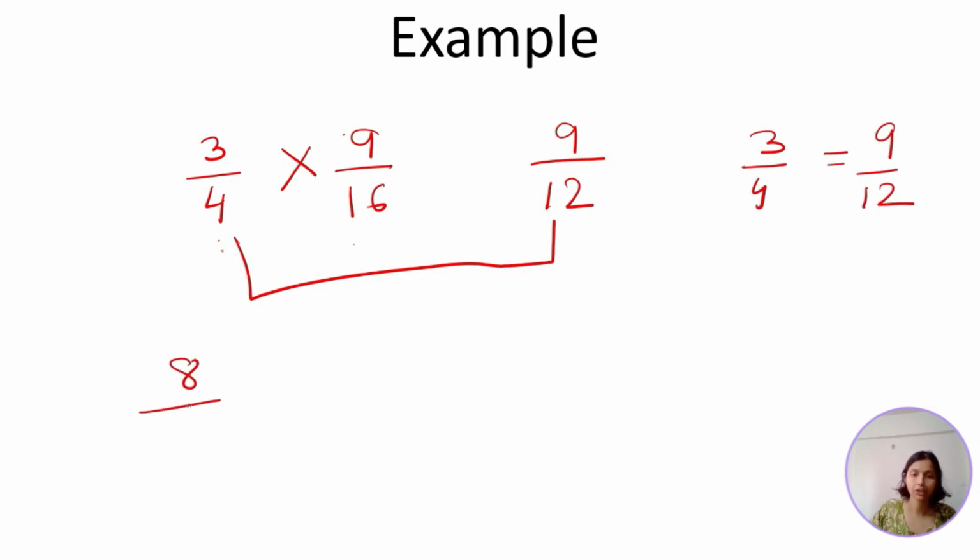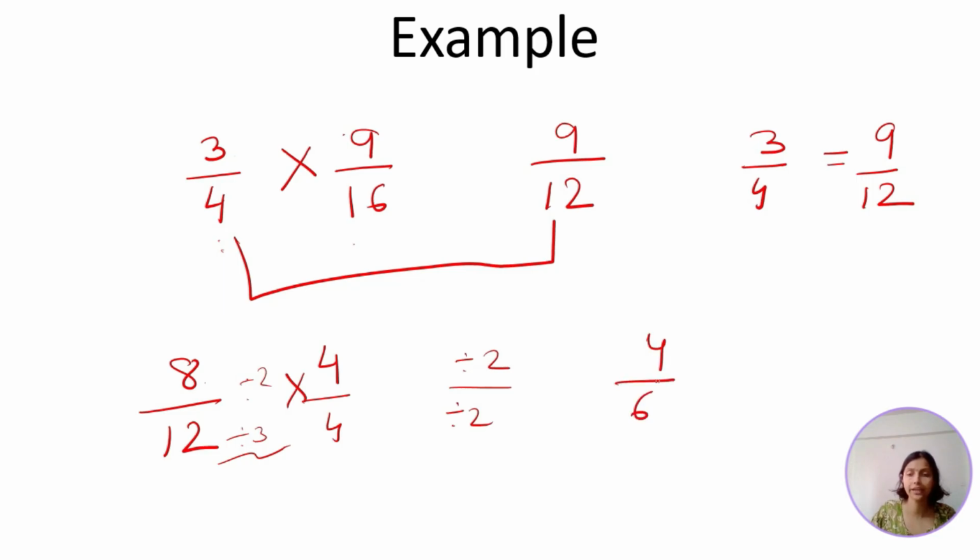In a similar way, if I have a fraction 8 by 12, if I am dividing the numerator by 2, I can't divide the denominator by 3 or by another number. It will not give me an equivalent fraction. I have to divide the numerator and denominator both by 2 and then I will get an equivalent fraction. So 8 by 12 is equal to 4 by 6.